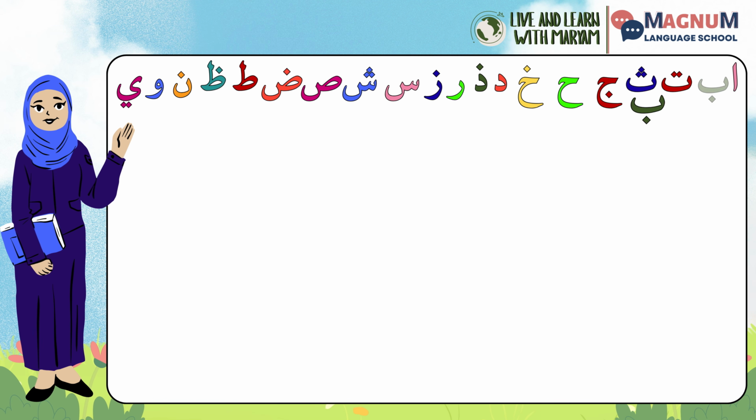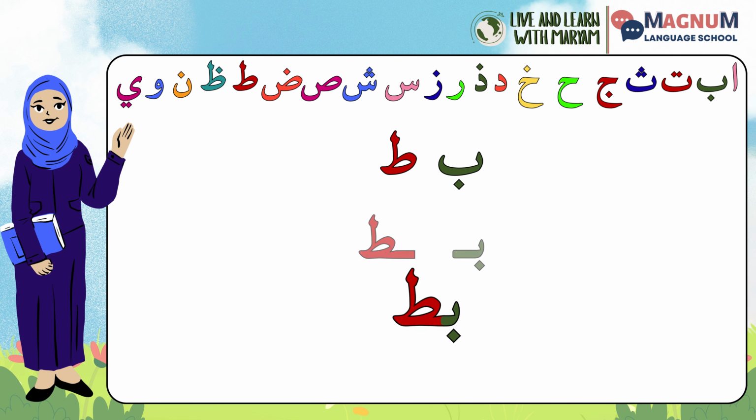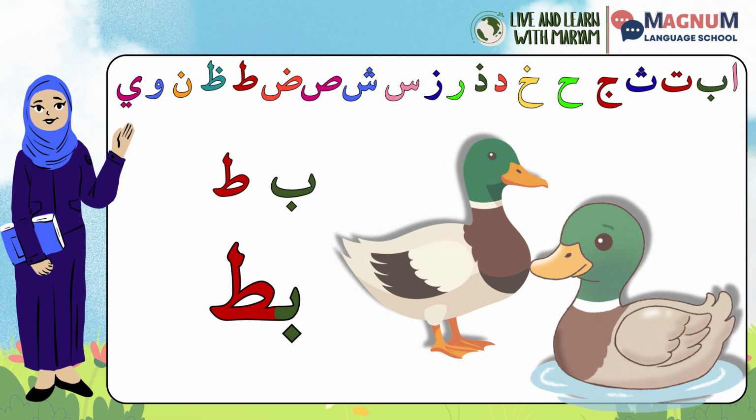Now let's pick ba and thaa. Ba is at the beginning, taking the leader position with its dot underneath. Thaa is at the end, taking the finisher position shape while beautifully showing its loop and tall stick on the line. This word is batt. Batt means duck.